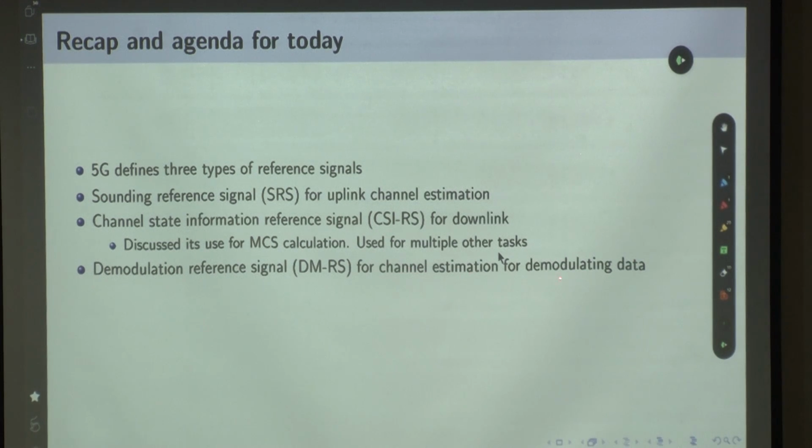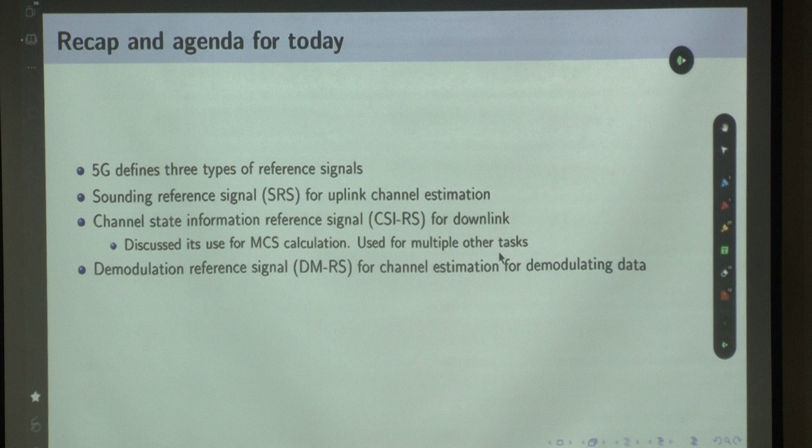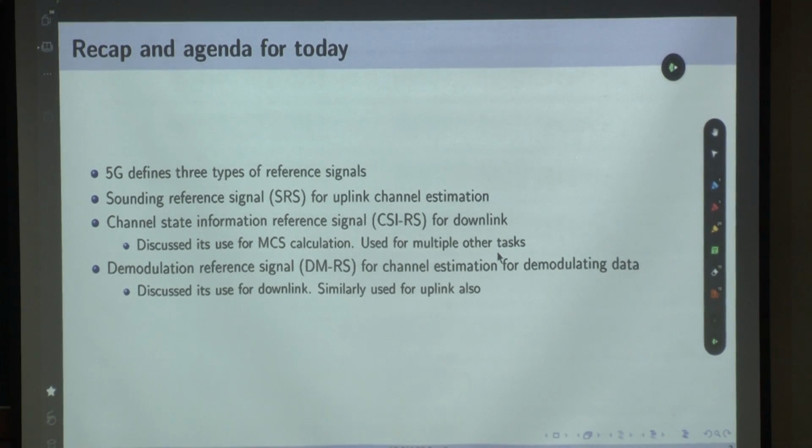estimation for demodulating data. And this DMRS is transmitted in both downlink and uplink. The key difference between this and the other two is that this is transmitted along with data. So data can be PDSCH or PUSCH. Even if it is PUSCH transmission, DMRS will be transmitted, because the use of DMRS is to give instantaneous channel information to the receiver. So the receiver can be the user or the base station, it doesn't matter. So this is used for both downlink and uplink, with a similar use. The idea remains the same because the end objective is the same.